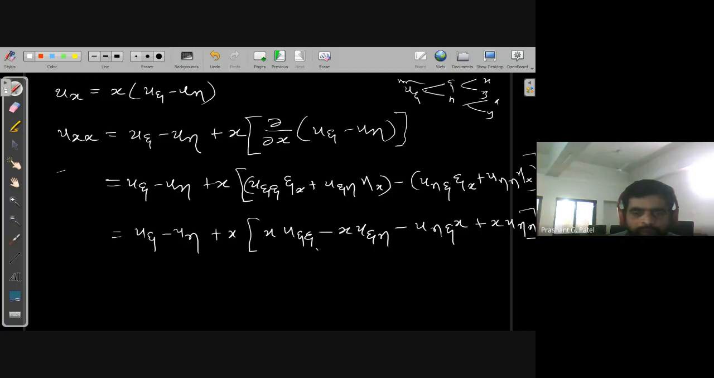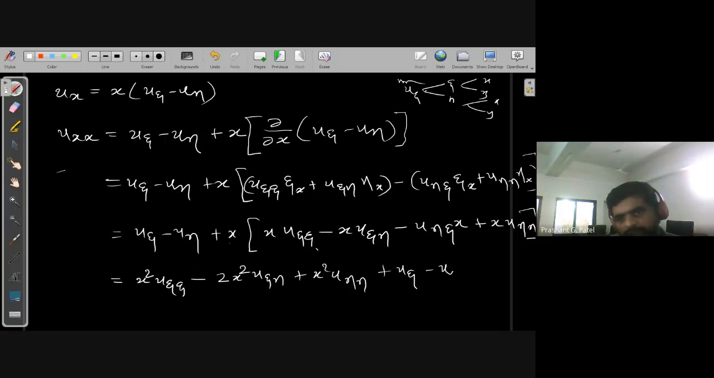So finally if you simplify this one, we'll get x square u xi xi minus 2x square u eta xi, because this x is multiplied inside and these two terms will add together and become 2, and this x is multiplied here, that will give me x square u eta eta plus u xi minus u eta. This is the value of uxx.